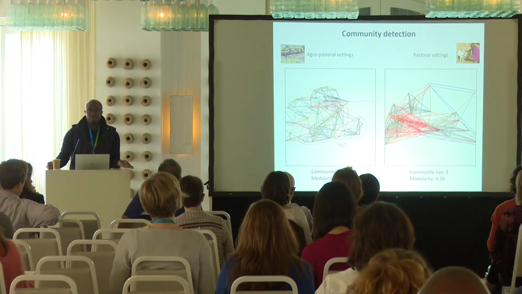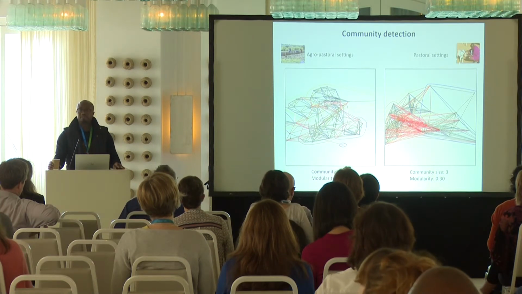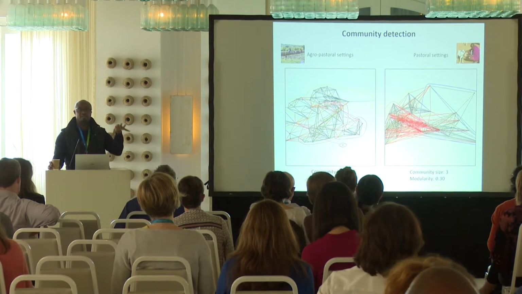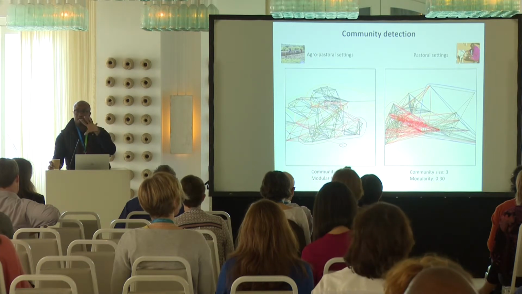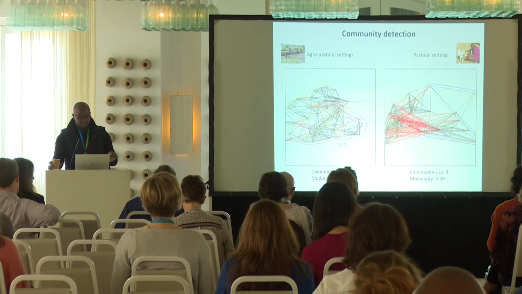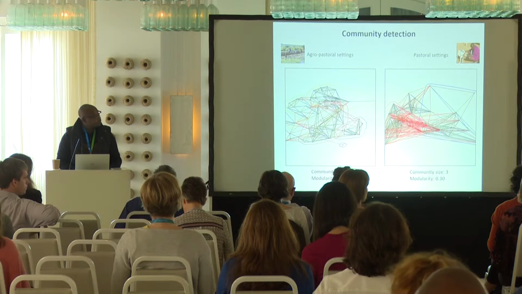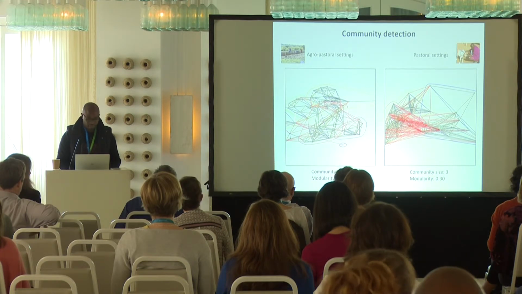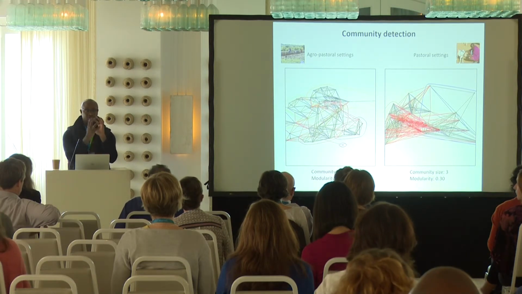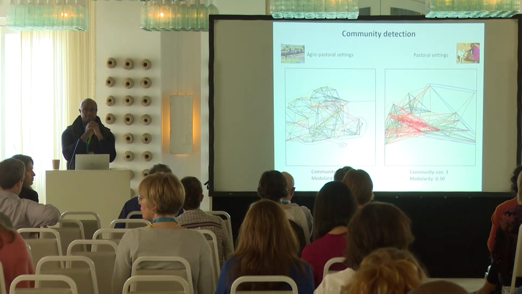Right, so we use a community detection algorithm. Sorry, I don't know if the picture contrasts very well, but we use a community detection algorithm to look at the differences in the connecting structure of the pastoral and the agro-pastoral communities. So what you can see here is each polygon is a community of villages that are closely connected with each other. So the connectivity within them is very strong.